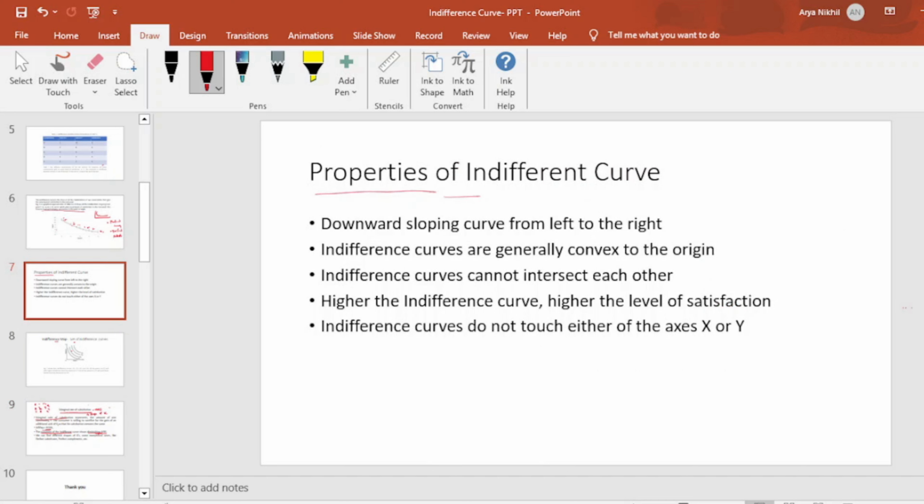Now we look into the properties of the indifference curve. The first property is that it is a downward sloping curve from left to right. This is an indifference curve, IC. Why is it downward sloping from left to right? It is because if you increase the quantity of one good, you must reduce the other to maintain the same level of satisfaction.